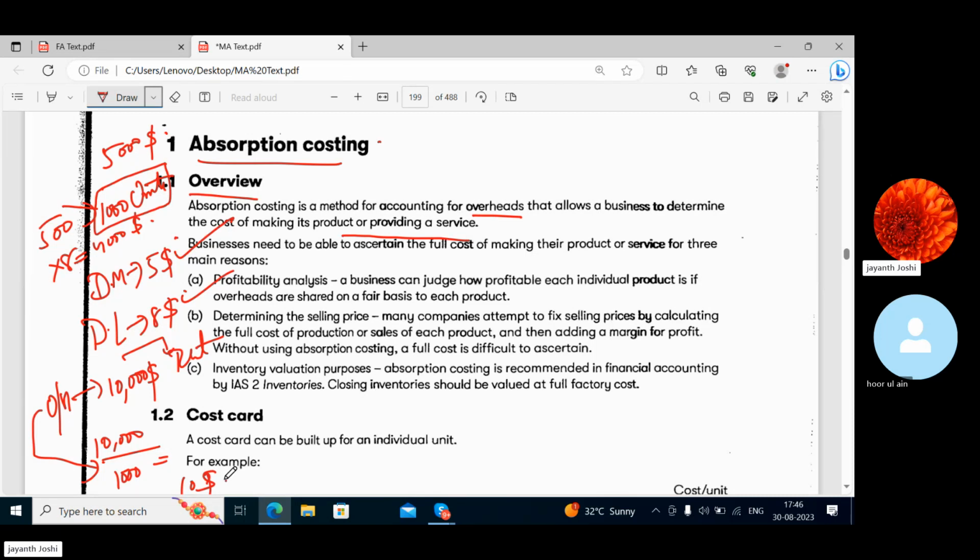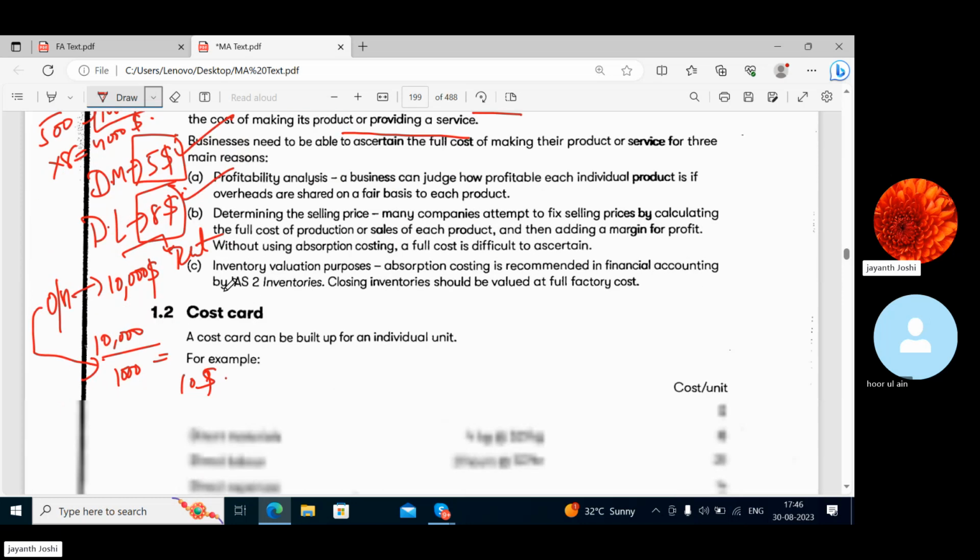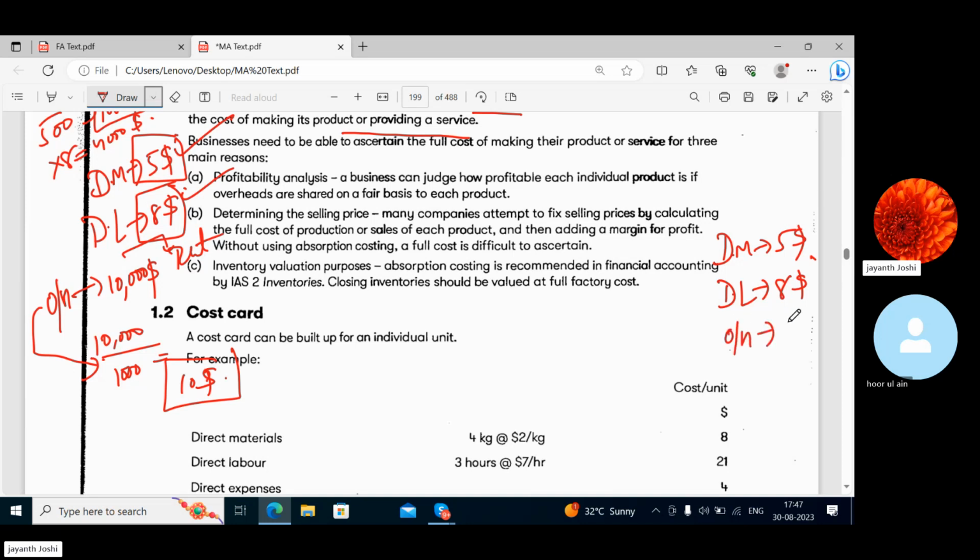So when I get the per unit cost of the overhead, it becomes easy for me to find out the cost of the product. If I know what is my direct material, what is my direct labor, and what is my overhead here, my overhead is $10. For making a product, I know I require material, which is of $5. I know I require labor, who will work on the machine for producing the product. And I know the overheads right now are $10. So if I add them, it becomes $23. This is the cost of the product.